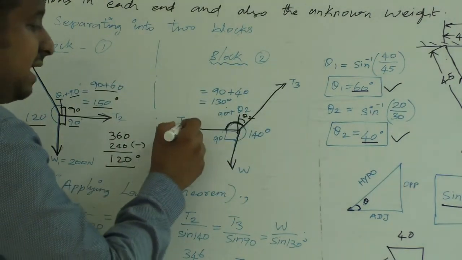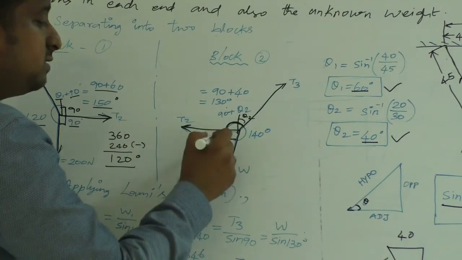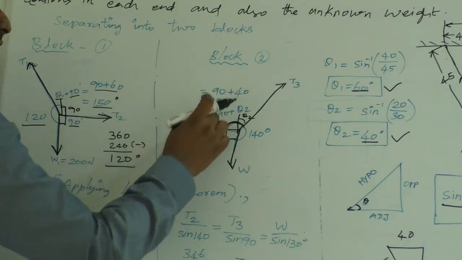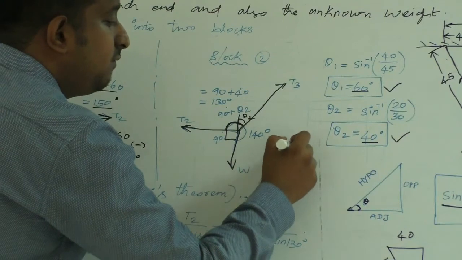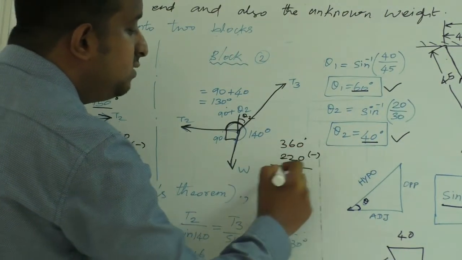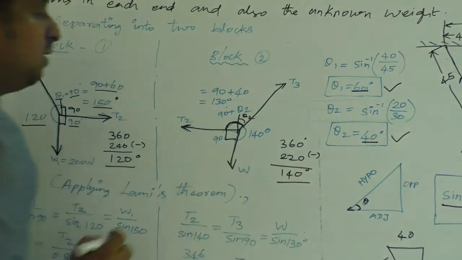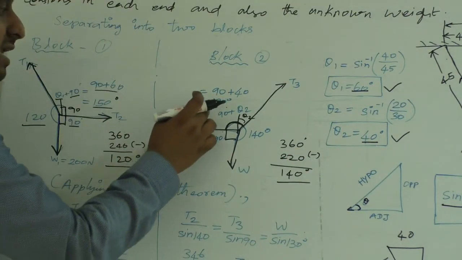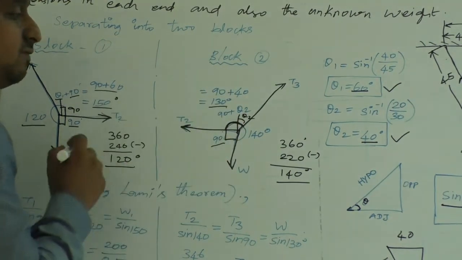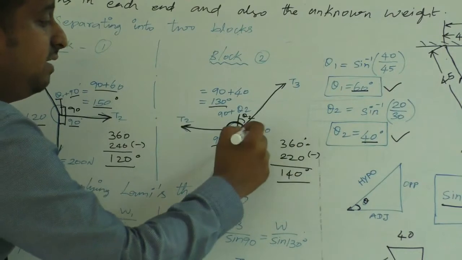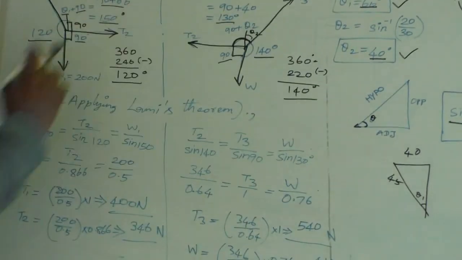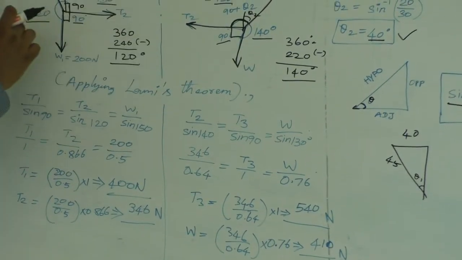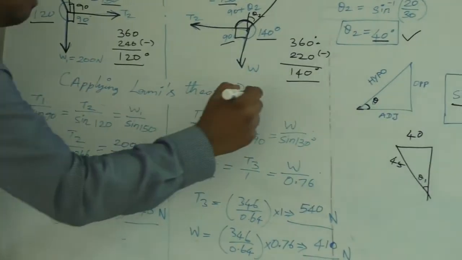After that, the angular distance between T2 and W is 90. So the values are 130 plus 90, which is equal to 220 degrees. We have to subtract it from 360 degrees, which will be equal to 140 degrees. So we have the angular distances: 130 degrees is found, 90 degrees is found, and by subtracting from 360 degrees we get 140 degrees also. So for both the blocks, all the three angular distances we have found out, and now we apply Lami's theorem.